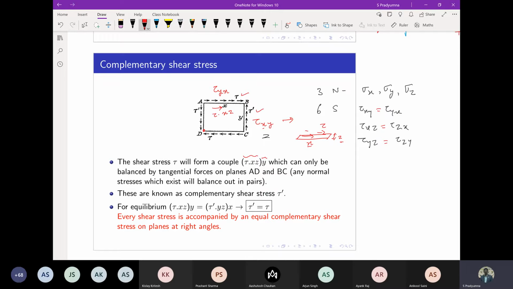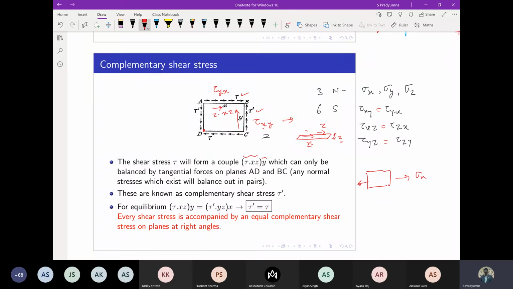So it has to be balanced by another tangential force on this line. Otherwise, this will not be in equilibrium. This will keep on rotating, right? So to avoid that, we have another balancing tangential force to counter at AD or BC. Any normal stress which exists will balance on parts, because when I say there is normal stress like this sigma x, there'll be another in the opposite direction. That is equal and opposite reactions, right? So here also there will be a tangential force on the plane AD and BC.